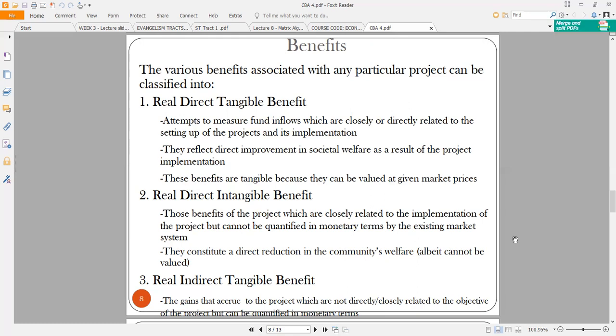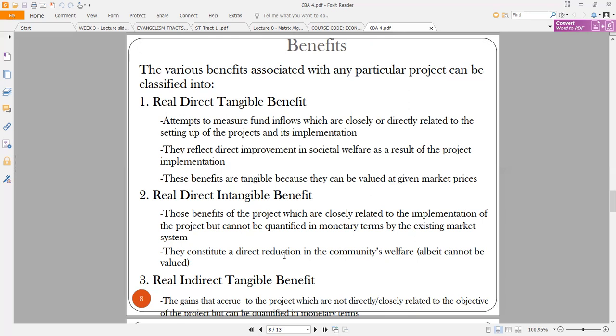Then the second one is direct intangible benefit. This benefit is directly related to the objectives of the project, but it cannot be valued at market prices. Please, let's take note. It's a benefit, so it actually increases the community's welfare. It doesn't reduce it. It increases the community's welfare.